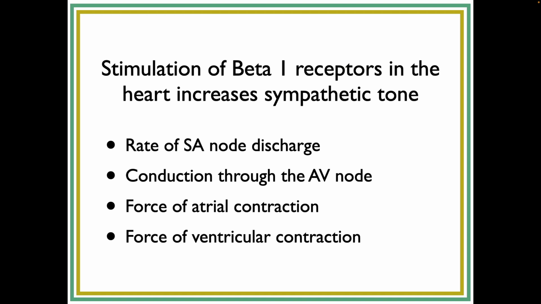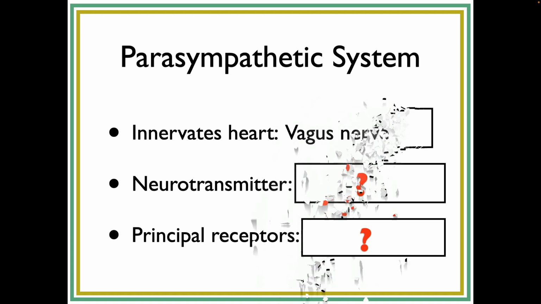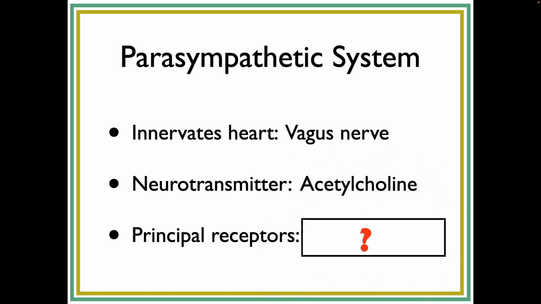So to reiterate, stimulation of beta-1 receptors in the heart increases sympathetic tone, and all of these things go up, and I'll just let you read that. So the parasympathetic system actually innervates the heart by one of the larger nerves. Anybody remember what it is? Yeah, excellent. Vagus nerves. What neurotransmitter in the parasympathetic system? Perfect. And principal receptors, based on the term, cholinergic. Okay?